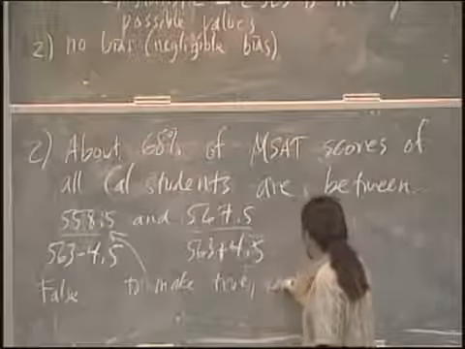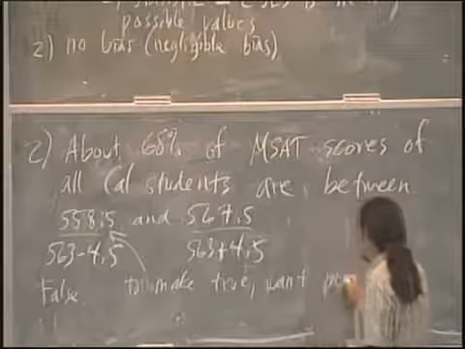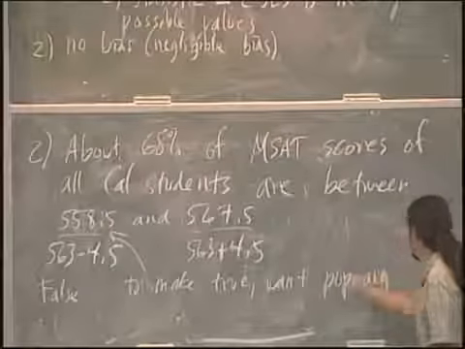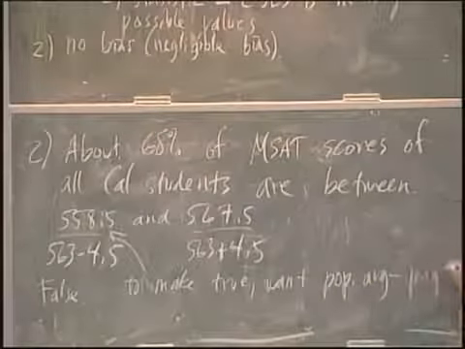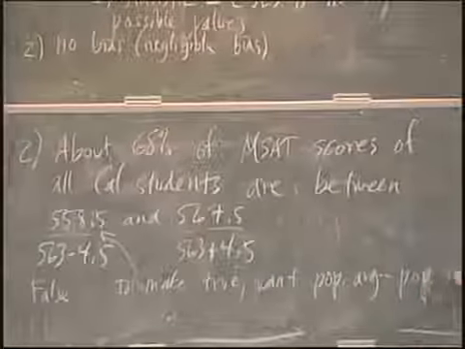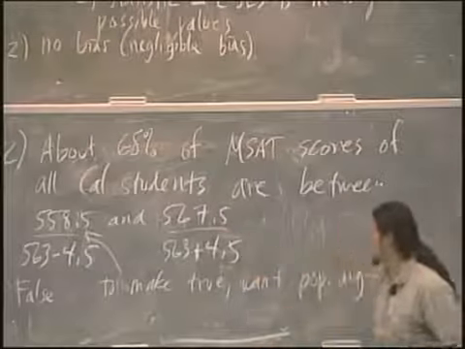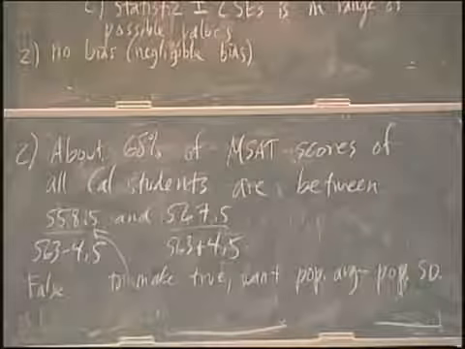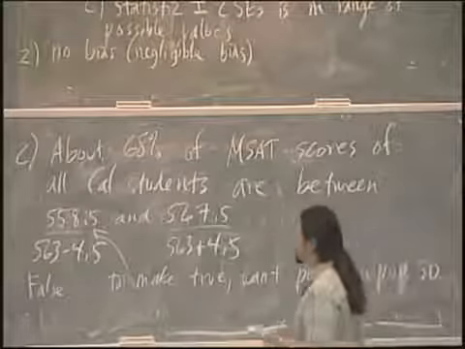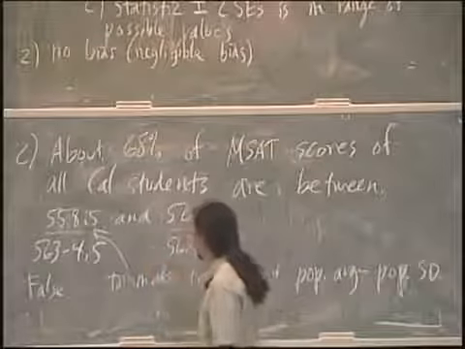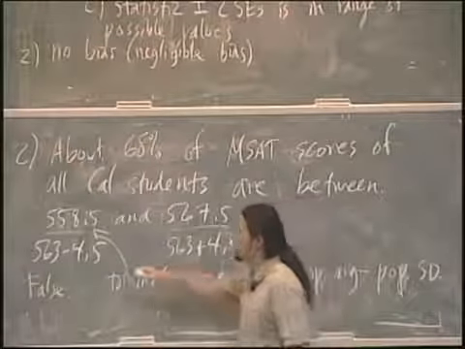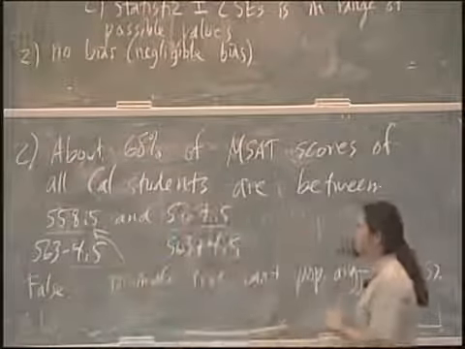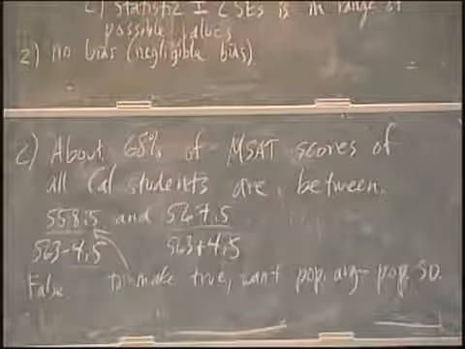So I would like to put population average minus population SD, and then population average plus population SD, to make it true. And I don't know either one of those, okay? So that's sort of why I would say it's false. Using the standard error is pretty wrong, which I think most of you saw.